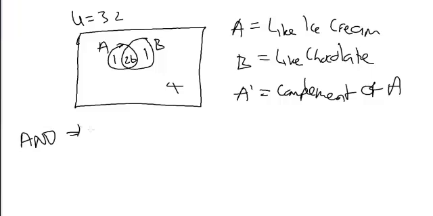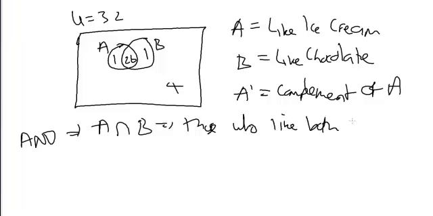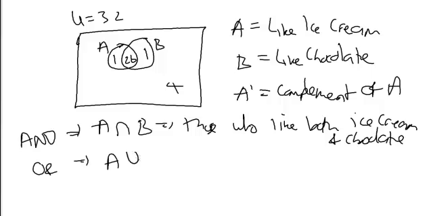So when we say AND, we mean A intersection B. Those who like both ice cream and chocolate, or those who belong to both A and B. Otherwise you have OR, which would be A union B. This sign means intersection, and that means union.